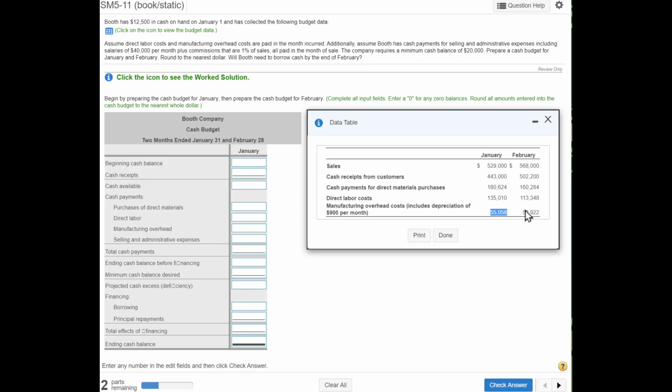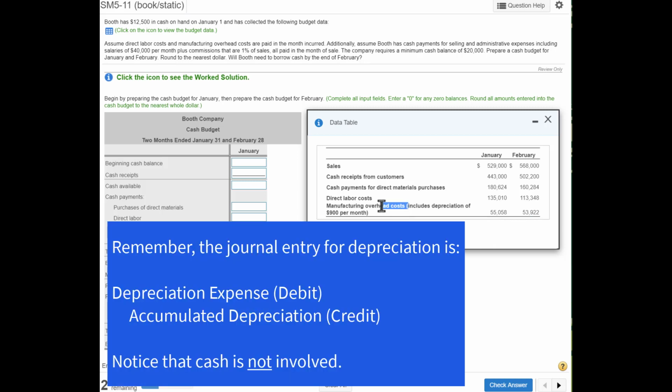$55,058 in January, $53,922 in February. Now that was the amount spent. However, again, I need to reiterate, this depreciation of $900 a month is a non-cash transaction. Remember, when we record depreciation, cash is not involved. But because it's included in these manufacturing overhead costs, to calculate the amount of cash that actually changed hands, we'll have to back that depreciation out of the manufacturing overhead costs.